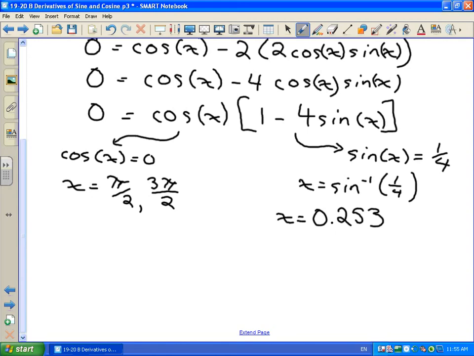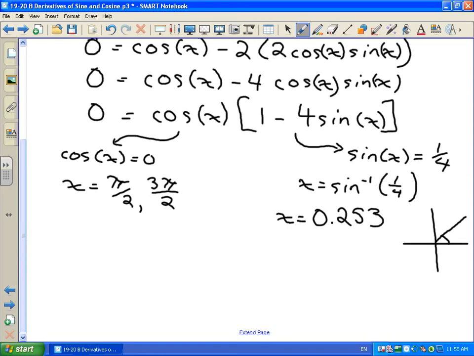Is that the only solution? Brody's shaking his head. What do we have to consider here? Yeah, the domain, which goes 0 to 2 pi. So we have to think about, yeah, your calculator is always going to give you, if this is positive, the quadrant 1 solution. So this is the solution that we have right now.